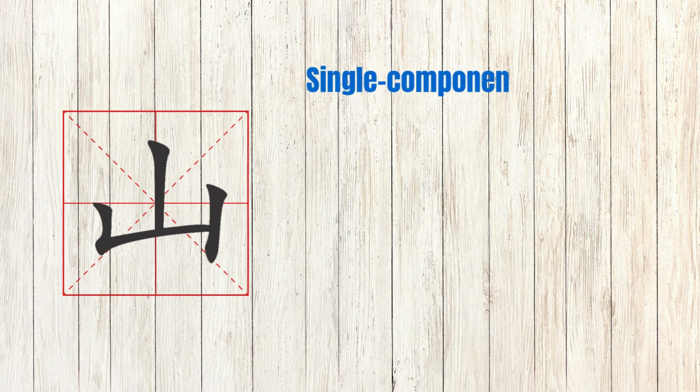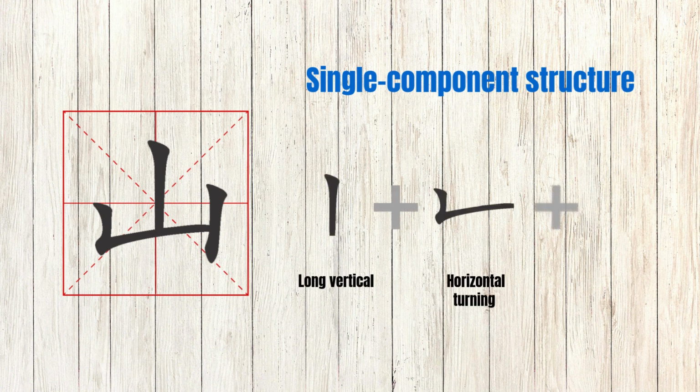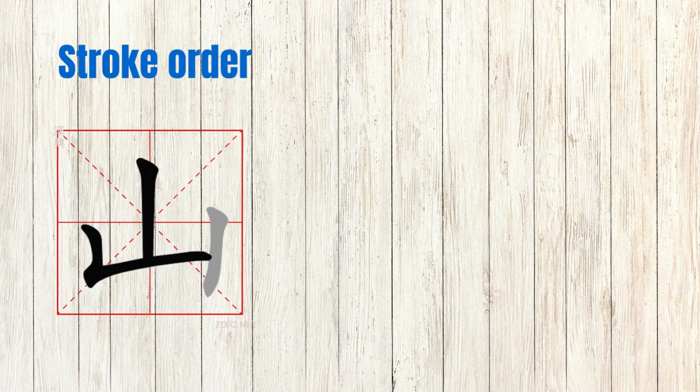It is a single component character made of just 3 basic strokes: a long vertical stroke, a horizontal turning stroke, and a short vertical stroke. Have you memorized them? Now, let's try writing the character stroke by stroke.